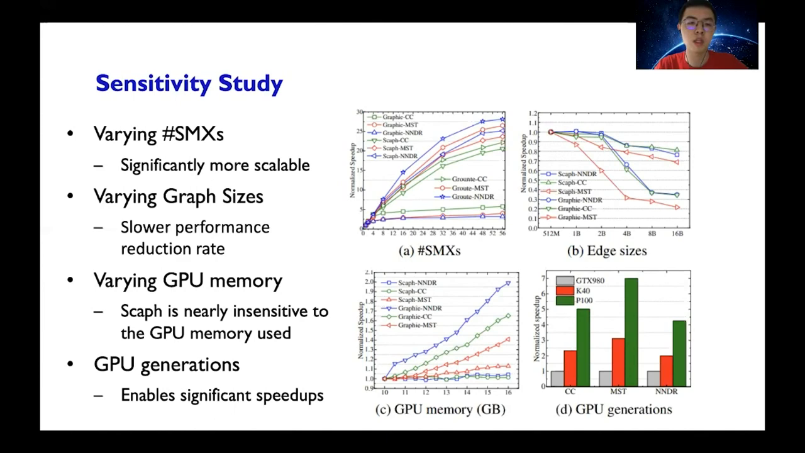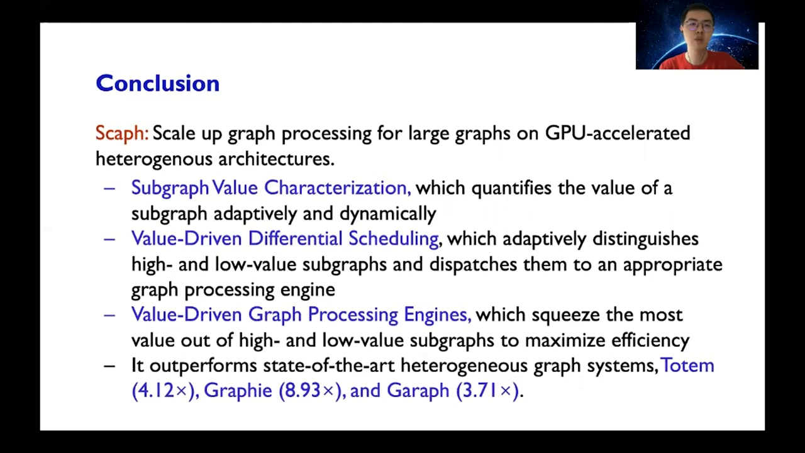In all, this paper tackles the challenge faced in achieving scale-up large-scale graph processing on a GPU-accelerated heterogeneous architecture. We introduced Scaph, a value-driven heterogeneous graph system that differentially schedules the subgraphs partitioned from a graph according to their values, in order to improve the effective utilization of host-GPU bandwidth. Evaluations with representative graph algorithms on a range of graph datasets show it outperforms the state of the art significantly, by 3.71 times to 8.93 times speedups.